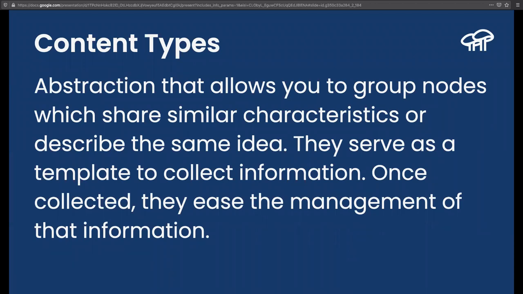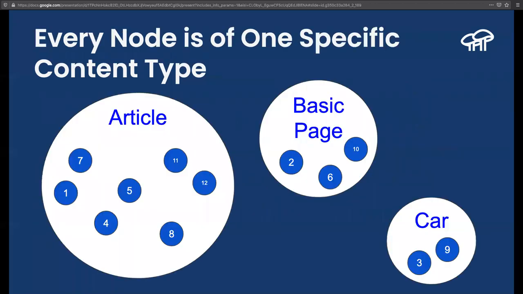And the purpose of a content type is to serve as a template to collect information. And once the information is collected, it is easier to manage that information. Something important to understand, especially at the beginning, is the relationship between a node and a content type. A node can only be of one content type. So node one can be article, node two can be basic page, node three can be car. But one content type can host one, two, three, any amount of nodes. So keeping that in mind, the relationship between those two words is important.